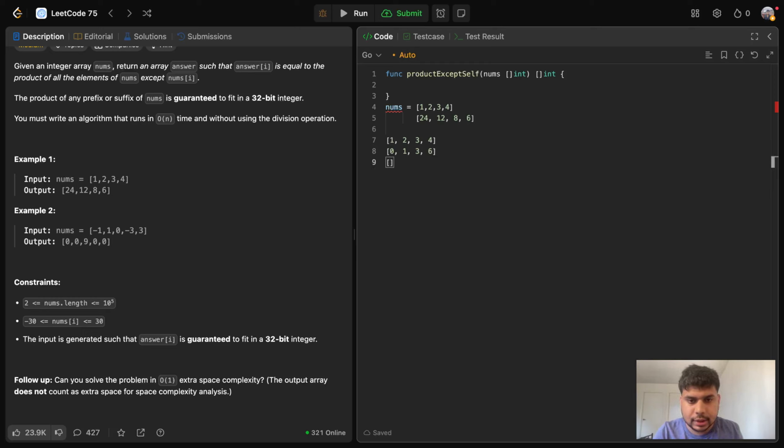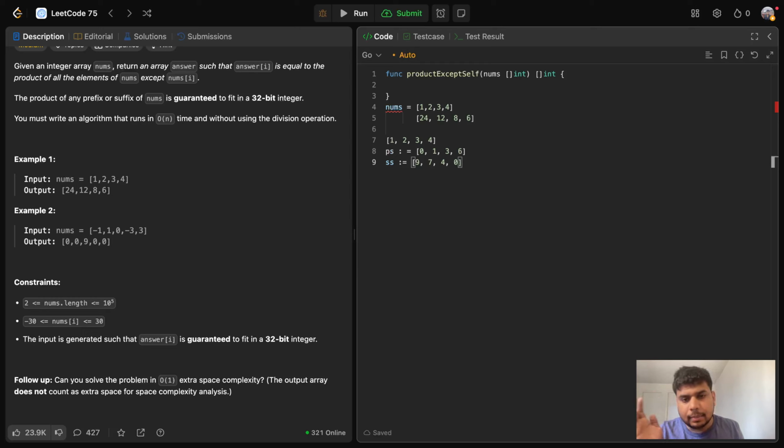And what would be the suffix sum? For this last position, nothing is there to the right, so just take it as 0. For the 3 it is 4, because 4 is there to the right of it. For position 2 it is 3 plus 4, 7. And for position 1 it is 2 plus 3 plus 4, that is 7 plus 2, 9. This is the suffix sum. I hope you understood this concept: prefix sum, suffix sum.